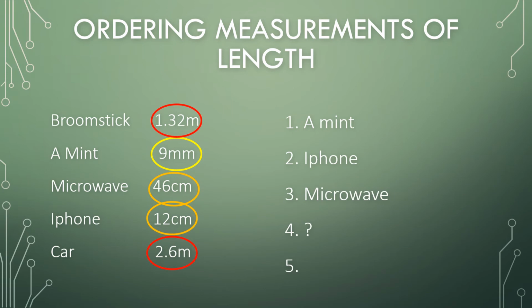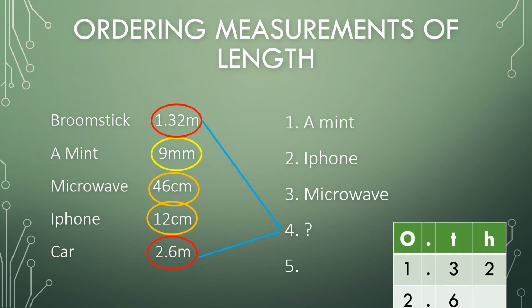Alright, so as we can see, we have iPhone as the second shortest, followed by microwave in the third shortest. Now we're moving up to our longer pieces. So next one we are going to look at is meters, which out of these 3 measurements is our largest unit of measurement that we have on this activity. So we're going to pull up our place value charts to help us with this one as well, because we have a broomstick at 1.32 meters or a car at 2.6 meters. We're going to use our place value charts to help us decide or identify which one is the smaller length measurement out of the 2.